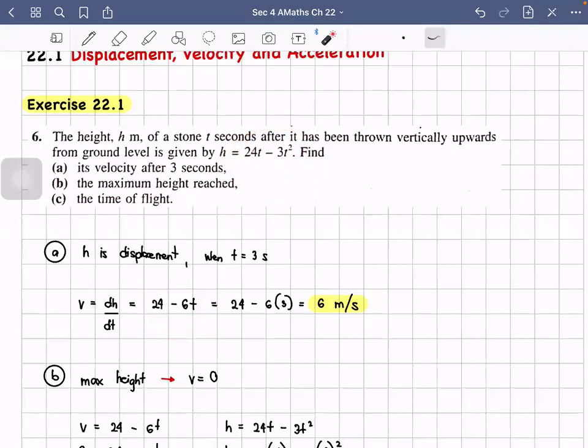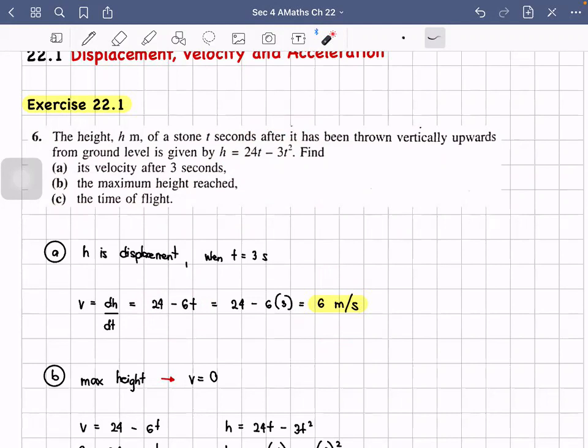And then plugging in 3 here for 3 seconds, the velocity after 3 seconds is 6 meters per second. Okay, so that's your answer, 6 meters per second. Now let's go to letter B.